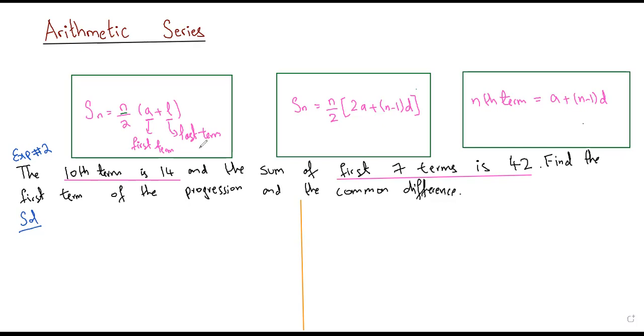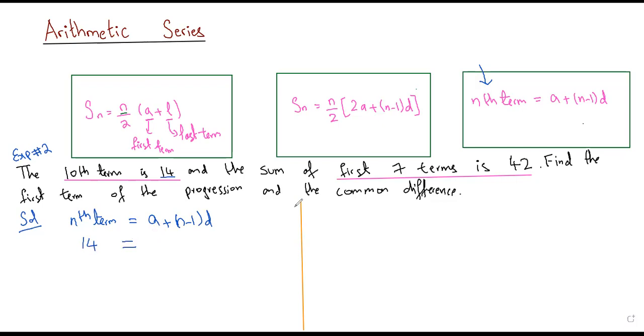So it says the 10th term is 14. Just stop here, use this formula and make the equation. So we know that the nth term is equal to a plus n minus 1 into d. What is the value of the nth term? It is 14. So I'll plug in 14 and that equals a plus.